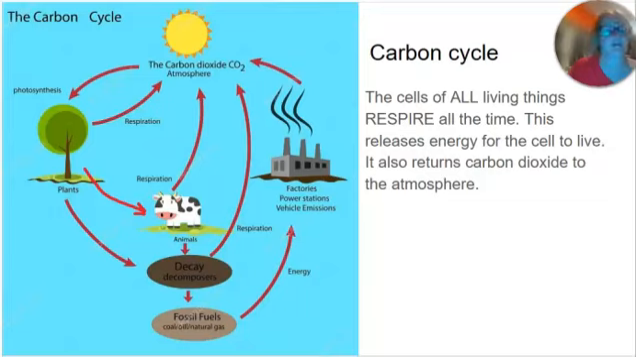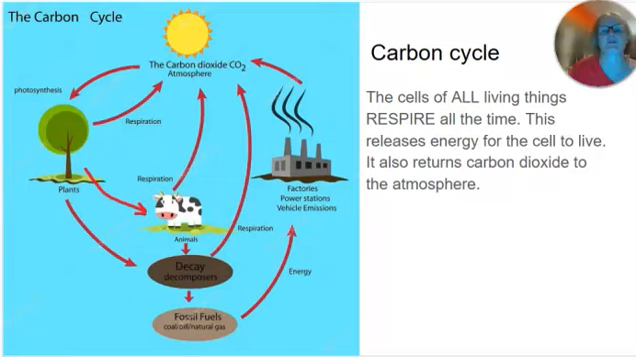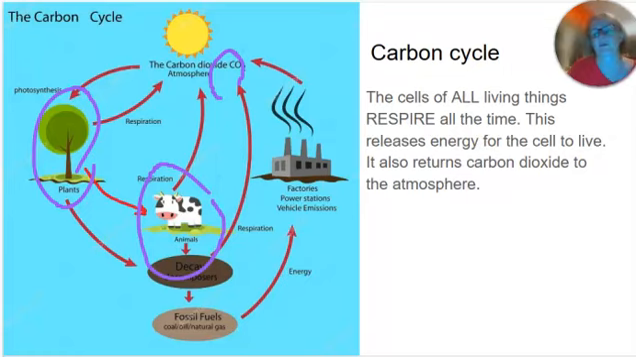Every living cell in every living thing respires all the time. That means that they release energy from molecules so that they can live. And when they do that, they're going to release carbon dioxide back into the atmosphere. So you can see there are several arrows going from the animals and the plants back to the atmosphere where carbon dioxide is found.